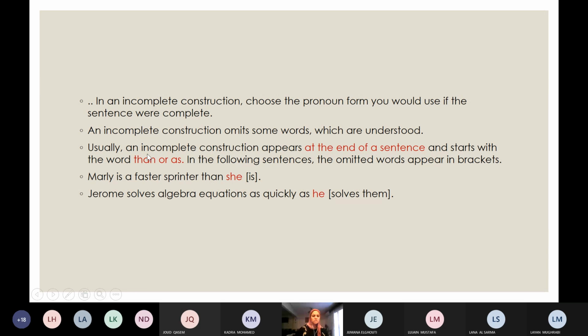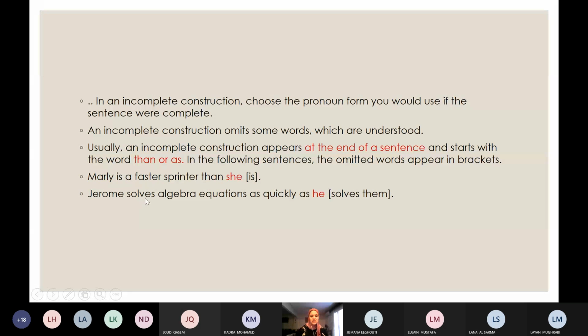Let's first know the conditions for incomplete construction. It comes at the end of the sentence, and it starts with than or as. Let's see: Meryl is a faster sprinter than she is. If I'm comparing Meryl and Jennifer, Meryl is a faster sprinter than Jennifer is. But we omit is and say than Jennifer. When I replace Jennifer, I replace it with she, because it takes a verb. I can't say she is a faster sprinter than her is. Teacher, there is no is. There is, but it's omitted. So it should be: Meryl is a faster sprinter than she.